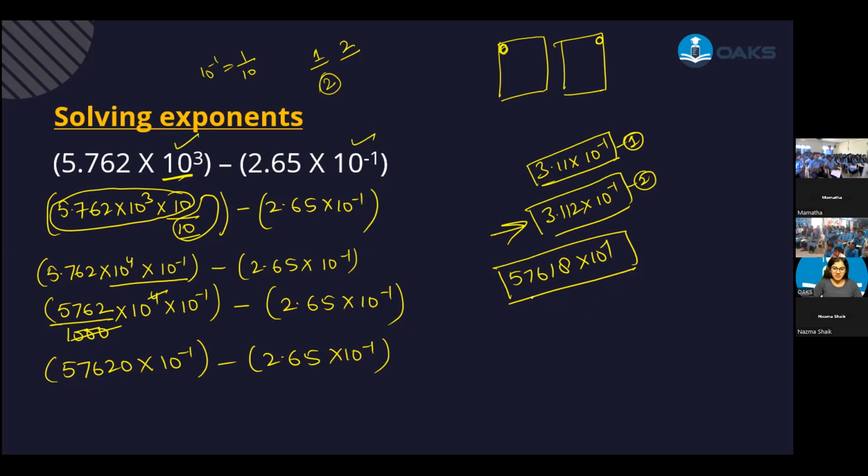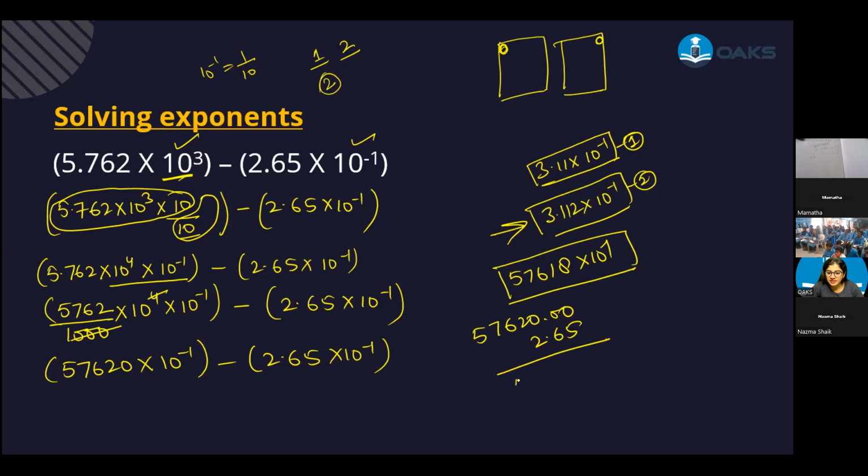Okay, let's compare. So what we have here is 57620 minus 2.65, right? So we need to subtract this. 57620, and we have to subtract 2.65 like this. So it will be 0.00. Now kindly solve it with me, everyone. Okay, somebody is showing. Okay, great. Now your answer is correct. You have written 0.35. Great, great.